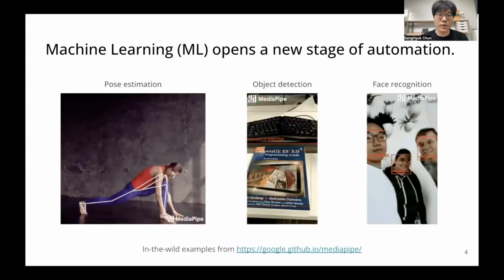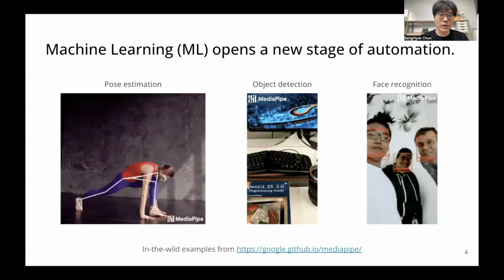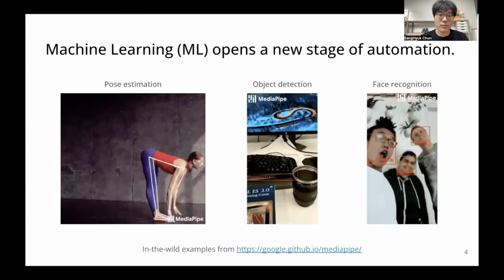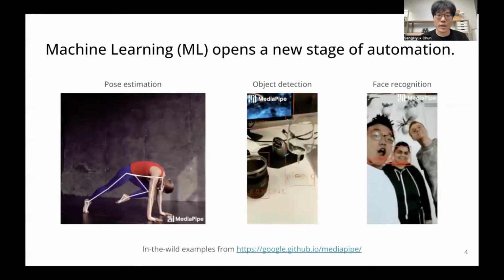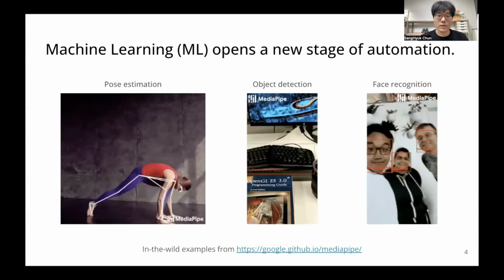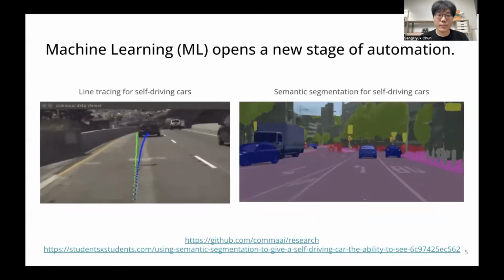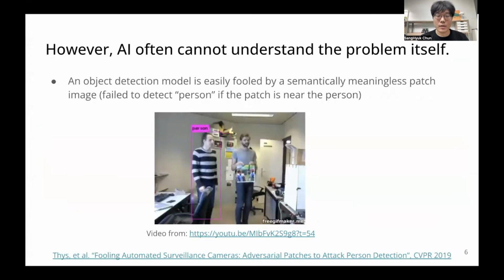Machine learning opens a new stage of automation as well as new applications. For example, these images are examples of computer vision applications based on machine learning, such as pose estimation, object detection, and face recognition. Another example is self-driving cars with line tracing and semantic segmentation.